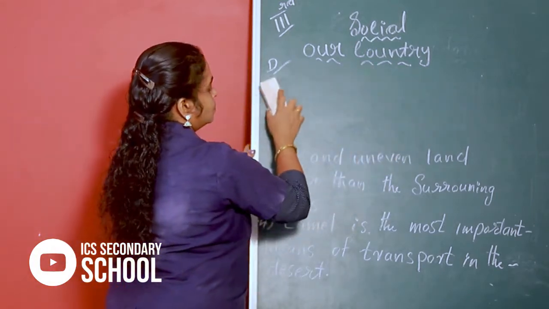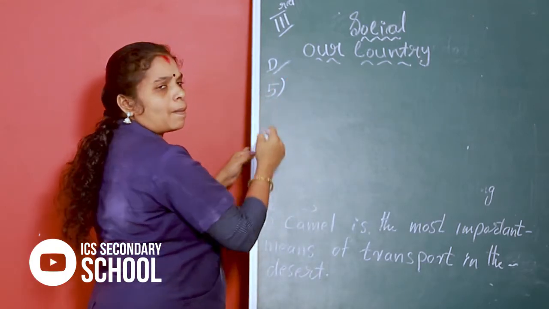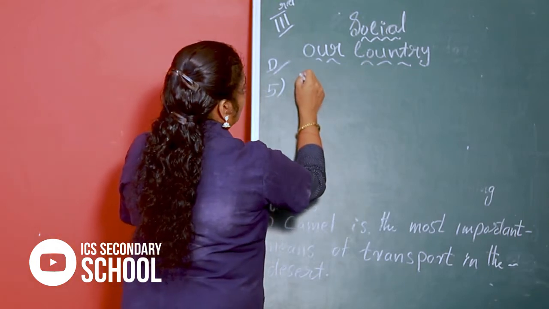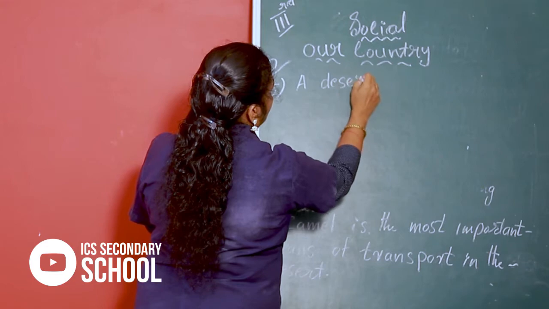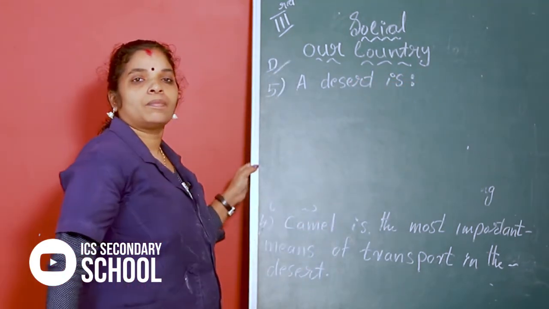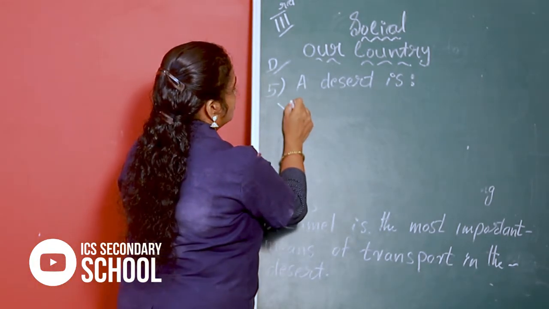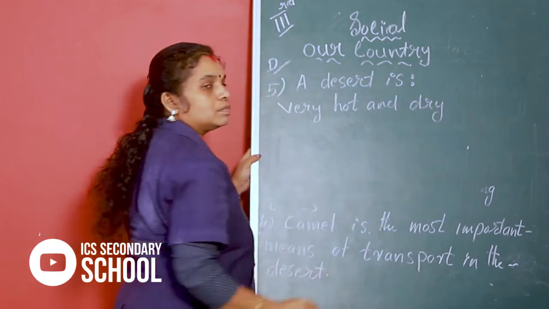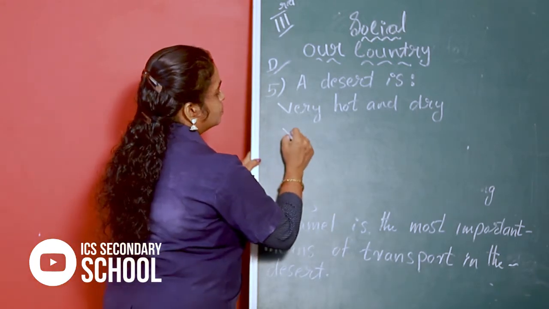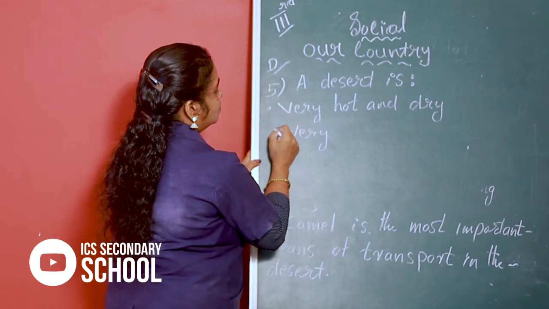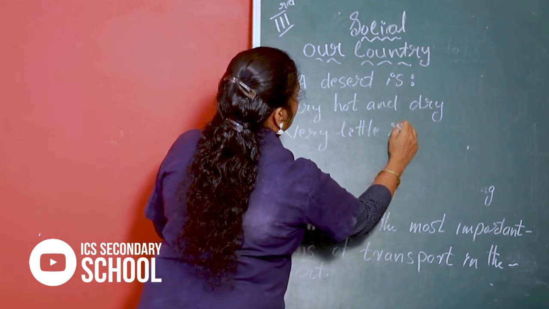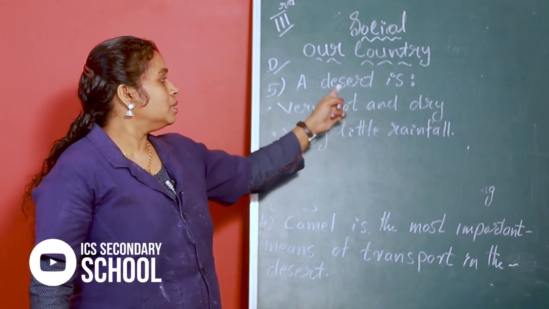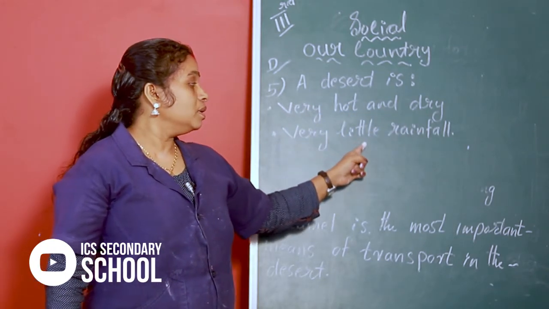Fifth, describe the climate of a desert. Answer, a desert is very hot and dry, and very little rainfall. Okay. A desert is very hot and dry, very little rainfall.